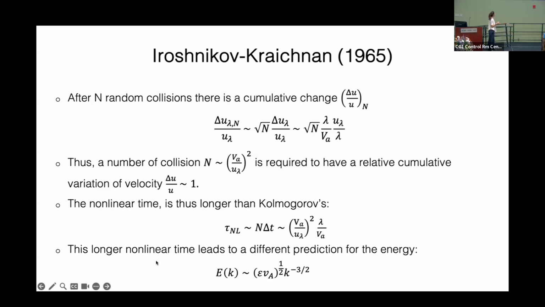All right, and so, how large does this n need to be? Well, we impose that delta u over u is 1. That's big enough to ensure that the Alfvénic eddy has deformed nonlinearly. So you impose that the ratio delta u over u is 1, and that gives you a number of collisions that is approximately equal to V_A, the Alfvén speed, divided by u lambda squared, okay?